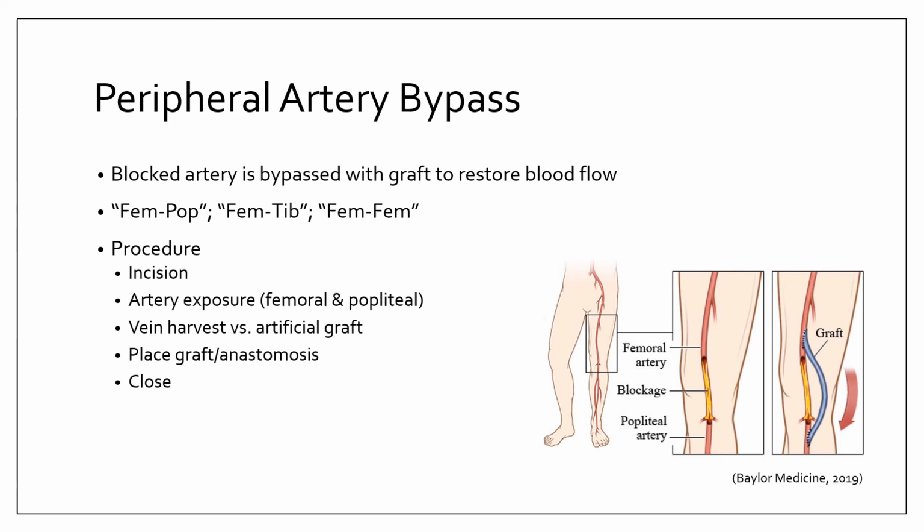So the procedure is you make the incision, they expose the artery that they want to bypass. In this procedure, they want to bypass from the femoral to the popliteal. So this would be an example of a fem pop bypass.